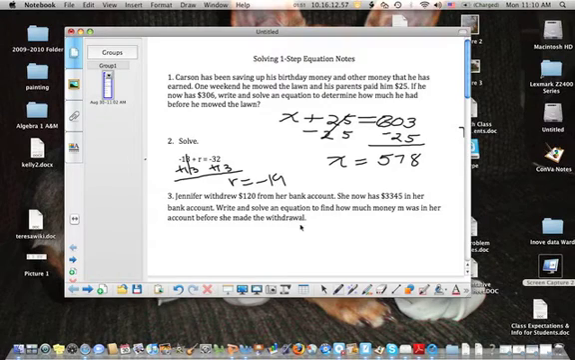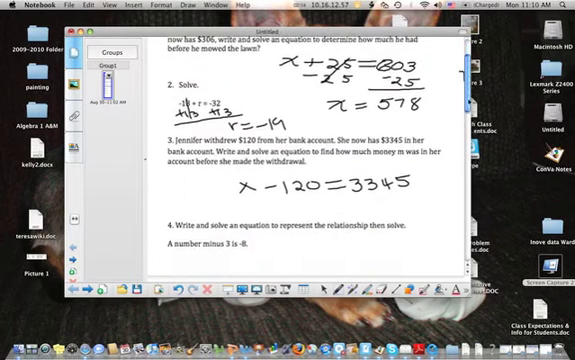Now another word problem. Jennifer withdrew $120 from her bank account. Withdraw is going to mean subtraction in this problem. So if she now has $3,345, that's going to be our equals part, $3,345. She's got some money in the bank. She's going to withdraw, so that means subtraction. And that's how you would translate that one.